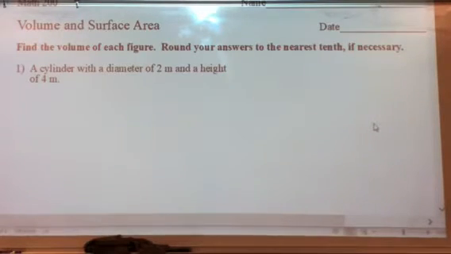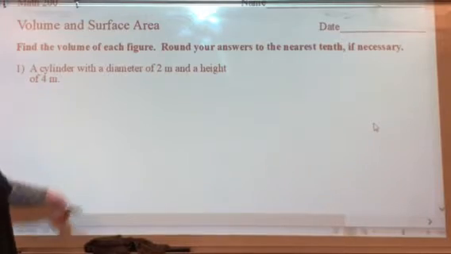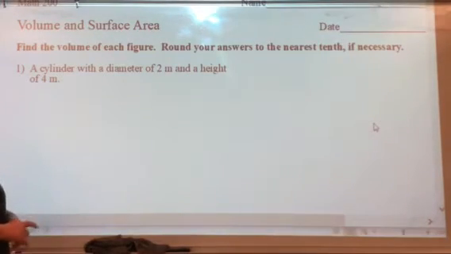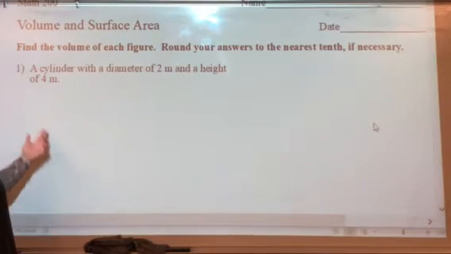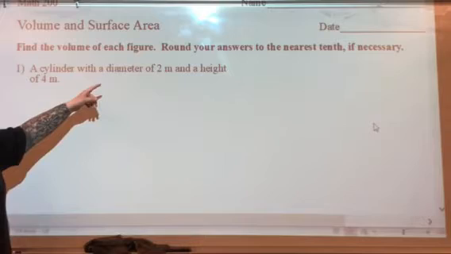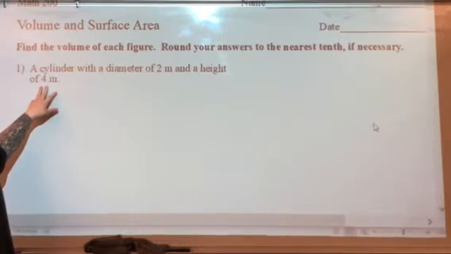So today we're going to be discussing how to find the volume and surface area of a cylinder, given a description instead of an actual picture. The directions say find the volume of each figure, round your answers to the nearest tenth if necessary. It says a cylinder with a diameter of 2 meters and a height of 4.